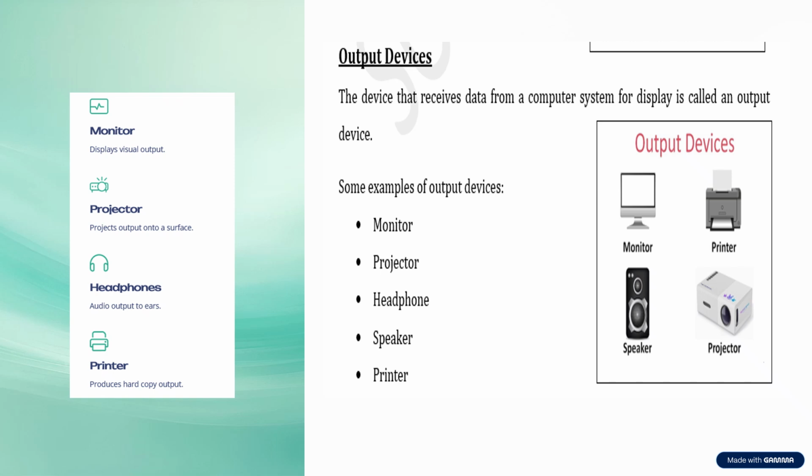The headphones as well as the speakers, these two are examples of output devices which are used as audio output to the ears. Then one more example is the printer. This is also an output device which produces hard copy output. These are some examples of output devices.